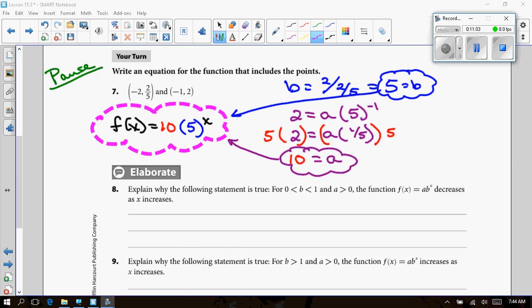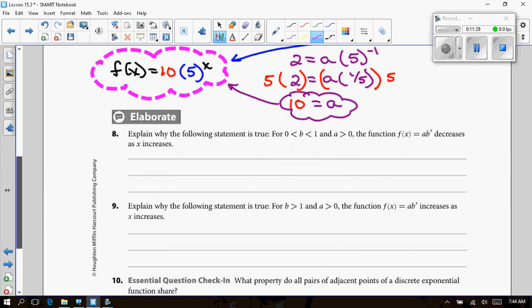So I wanted to take a quick look at number 8 here if we've still got time. If you're running out of time in class, you can go ahead and stop. If not, let's keep going. It says, explain why the following statement is true. For 0 is less than b, which is less than 1, and a is greater than 0, the function f of x is equal to a times b to the x power decreases as x increases. Why is that true?